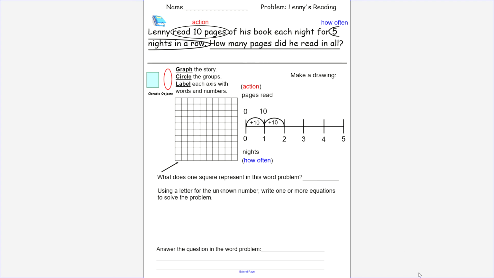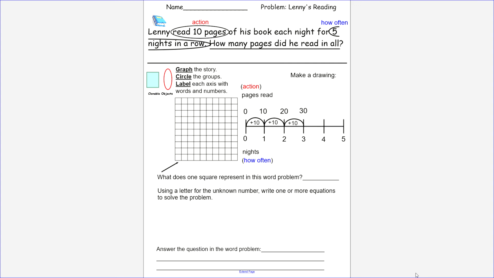10 plus 10 is 20, so after 2 nights, Lenny has read 20 total pages. Then the third night happens, and again, Lenny reads 10 pages, because he reads 10 pages every single night. The action is the same each time, so we're adding 10 each time. I showed that with my jump, and he had read 20 pages, then he read 10 more on this third night, so after 3 nights, Lenny has read a total of 30 pages.